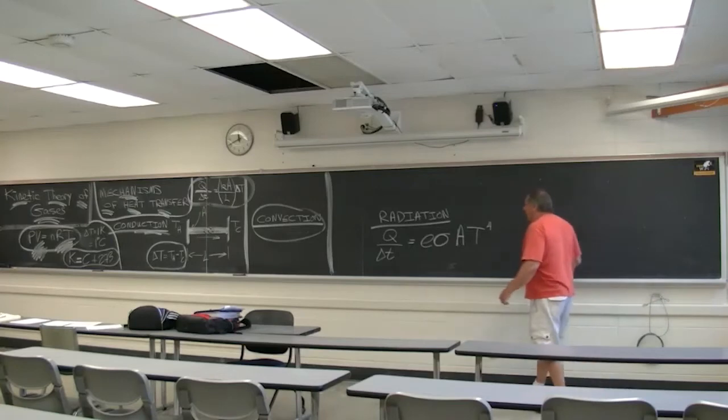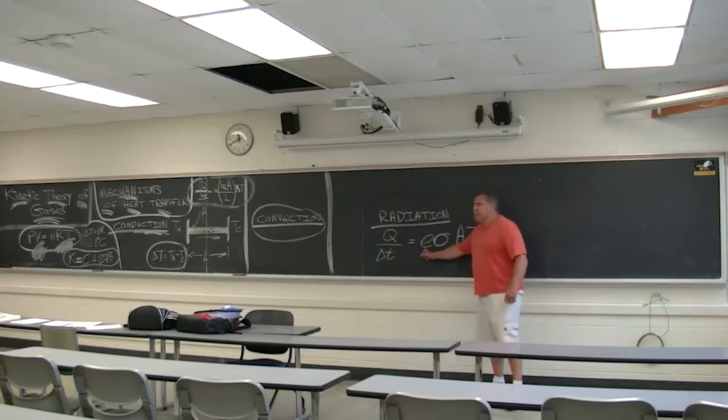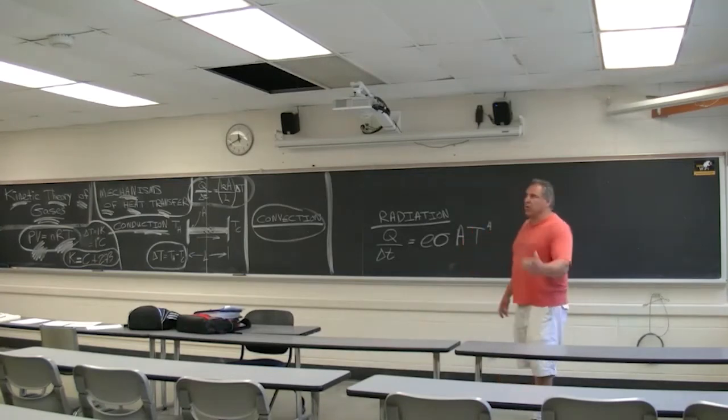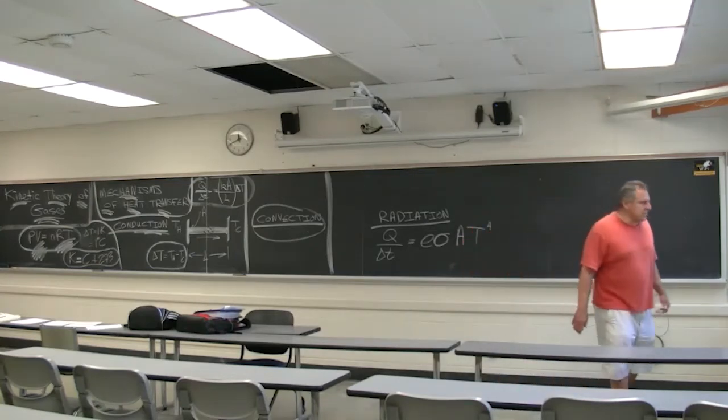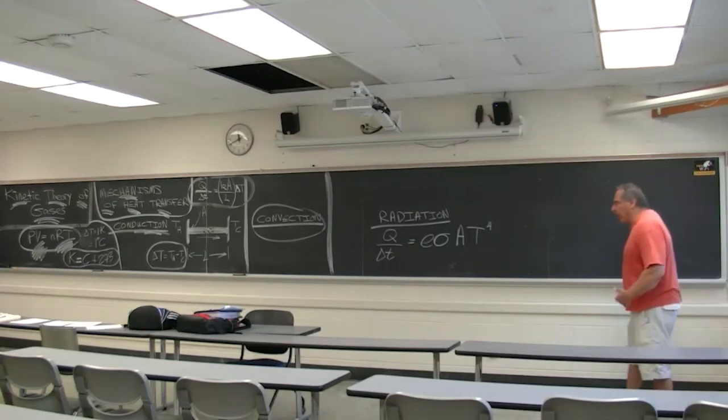But when we look at something like this, for radiation, once again, we're talking about the flow of heat per unit period of time. E is the emissivity, a number between 0 and 1. 0 means it does not absorb anything, it does not emit anything. 1 means it's a perfect emitter and a perfect absorber. Between 0 and 1.